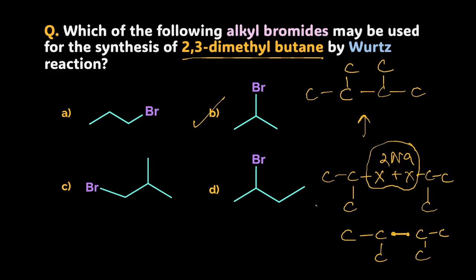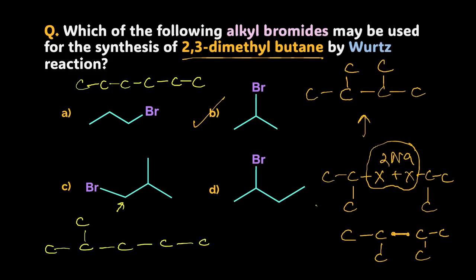Let's also think of what other products are we going to get. So in option A, since it's n-propyl bromide, you will end up getting a straight chain of 6 carbons. So n-hexane. If you take option C, then what will you get? You can see that this is your skeletal structure. So bromine is here. So I am joining the same skeleton on the other side also. So this is what you would get.